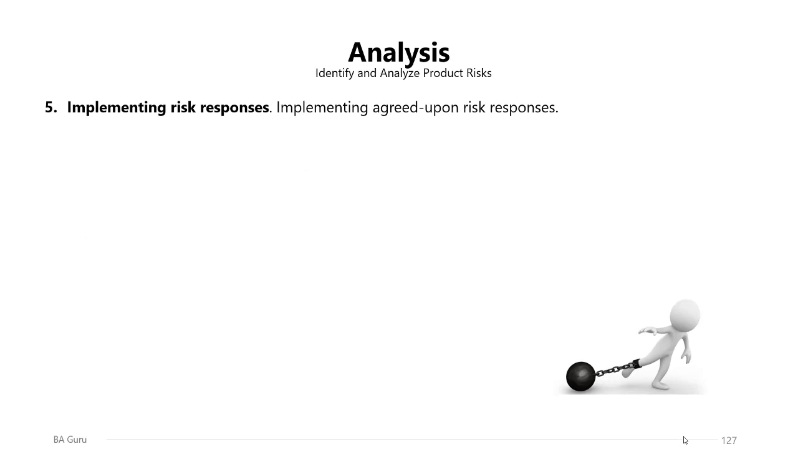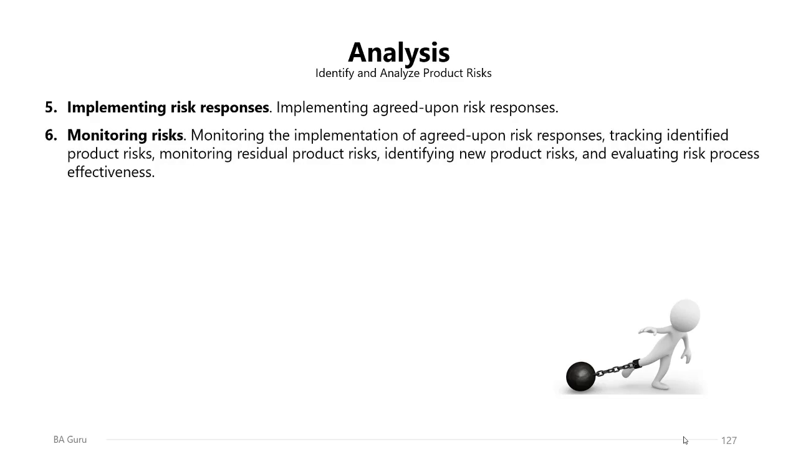Now, when you are done with planning the risk responses, it's the time to implement the risk responses by monitoring the risk triggers and ensuring that the planned response is being implemented once the risk occurs. Monitoring risks, monitoring the implementation of the agreed upon risk responses, tracking identified product risks, monitoring residual product risks, identifying new product risks, and evaluating the risk process effectiveness through activities like the risk reassessment, the risk review, or the risk audit.